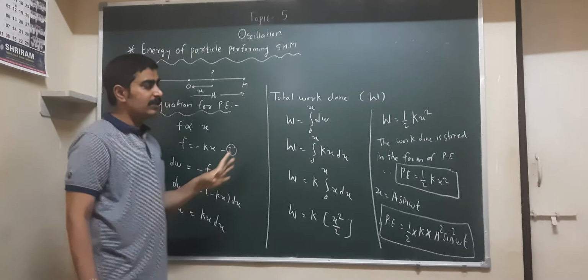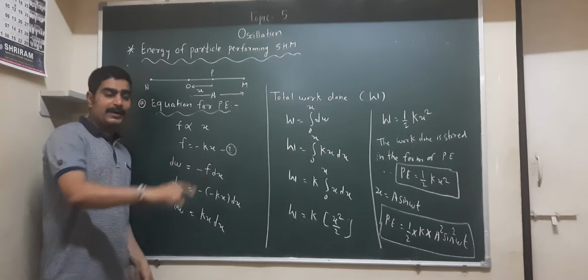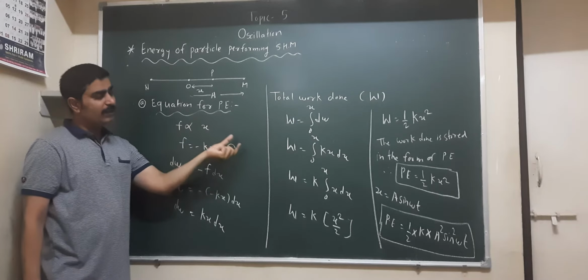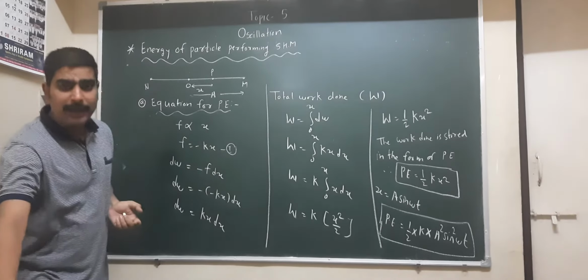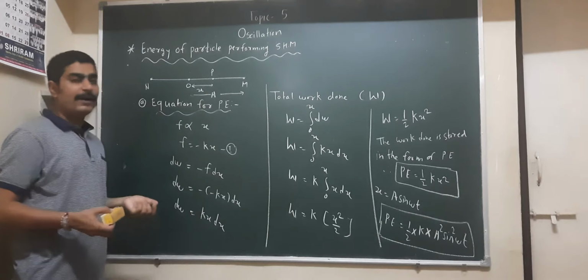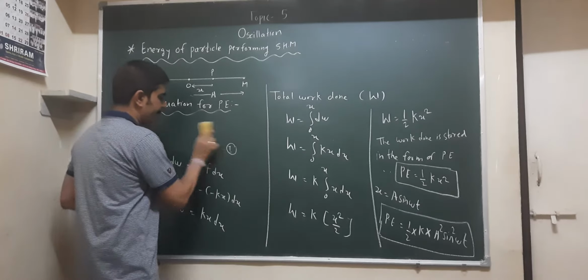Okay. Just at the beginning of the equation I told you that the equation we are going to derive has three parts. The first part is the potential energy, and that part we have completed here. Now I am going to explain the next part, that is the equation for the kinetic energy.